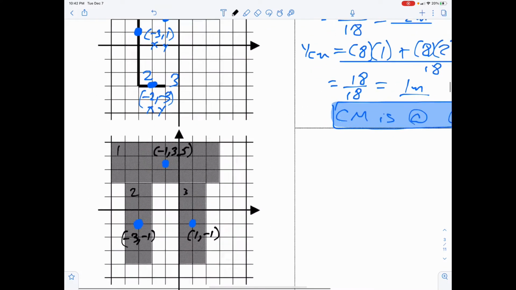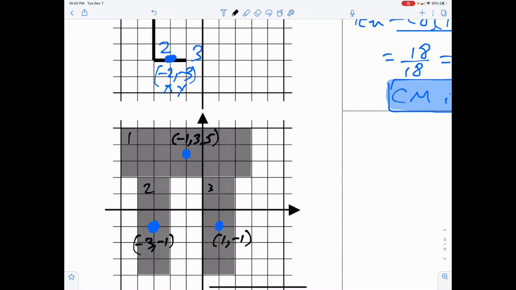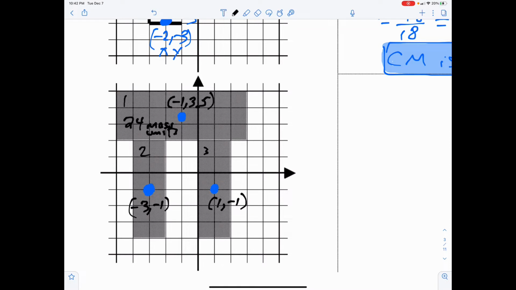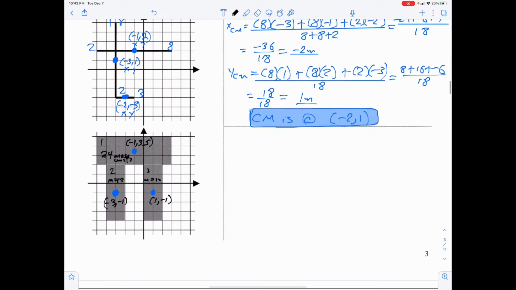Okay, now rectangle 1 has 8 columns and 3 rows, so it has 24 mass units. Both rectangles 2 and 3 are 2 columns by 6 rows, or 12 mass units. So M equals 12 mass units for those two. Okay, so let's take a look.